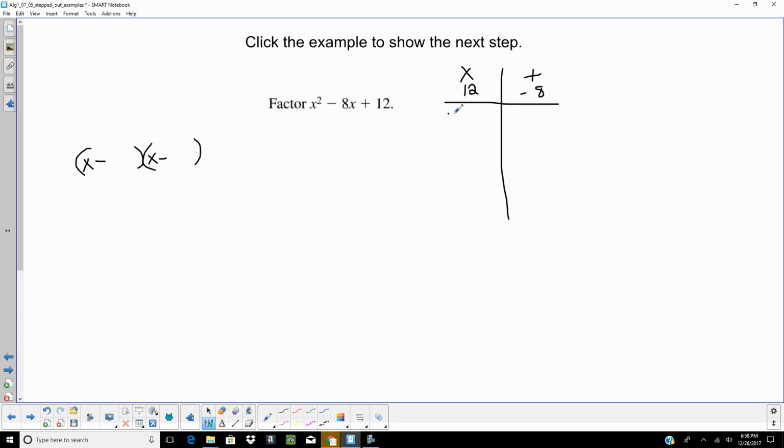Well, that could be negative 1, negative 12, but that would add to be negative 13. Negative 2, negative 6. Oh, you know what? I think that's going to be it, because that adds to be negative 8. Let's go ahead. Negative 3, negative 4. Now that would be negative 7, so that's not going to work. So that's one that looks like it works right there. Minus 2, minus 6.